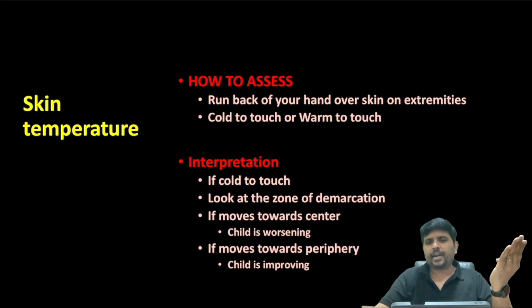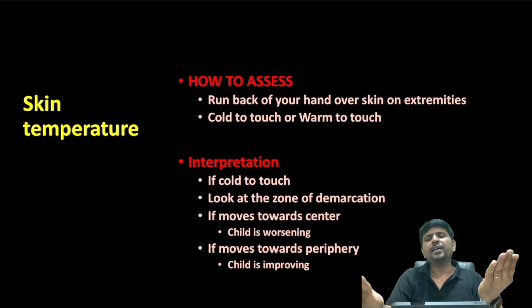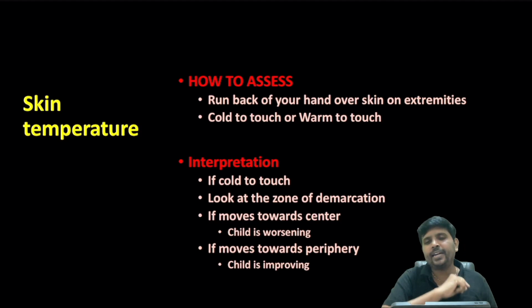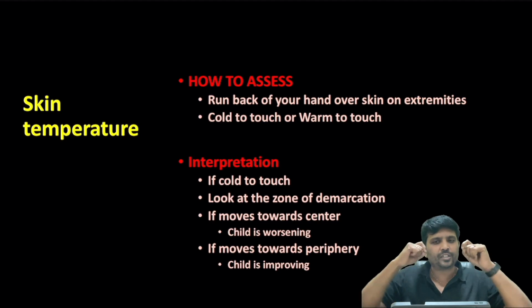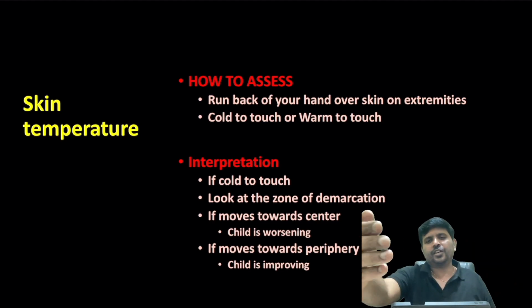Just roll the hand over the dorsum of the child's foot and you can identify where the demarcation line is. The more proximal the demarcation, the poorer the prognosis, or the child is ill. Distal means the child is improving.